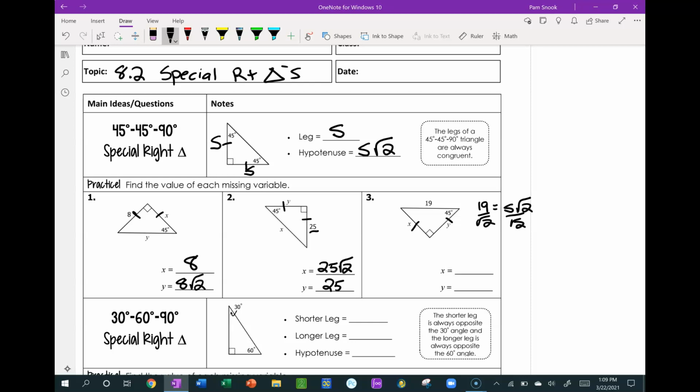So I get 19 over root 2. Now don't leave it like that. You're going to have to rationalize. So multiply by root 2 over root 2. And I'm going to get s equals 19 root 2 over 2.